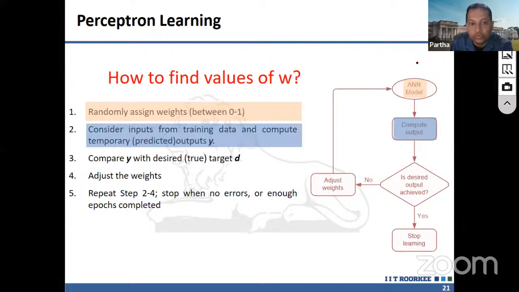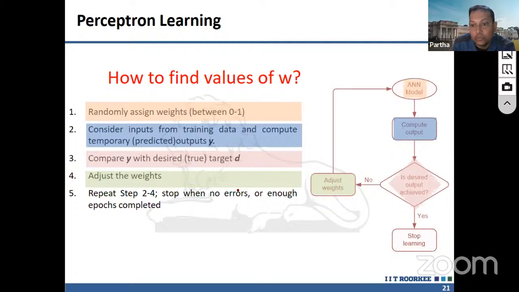So consider this input from the training data and compute the outputs. Based on these weights, what is my prediction? If this prediction is the same as the actual output, which was already given in the true training data, if we compare the actual value and the predicted value and both are correct, then we do not need to change anything. If it is not correct, that means I'm not getting a good result, there are some errors, and then I have to adjust the weights.